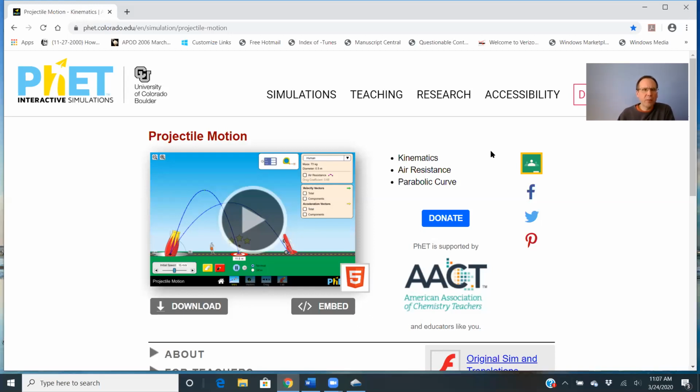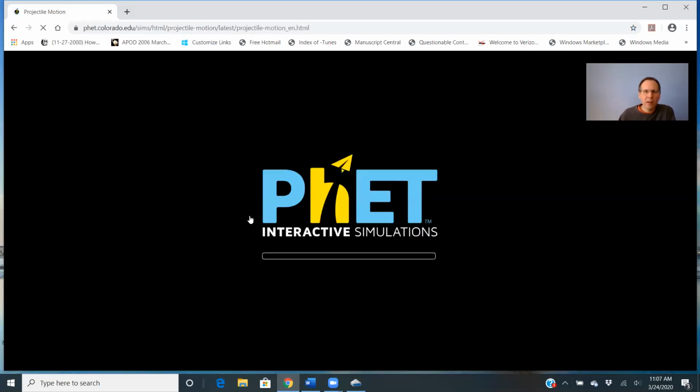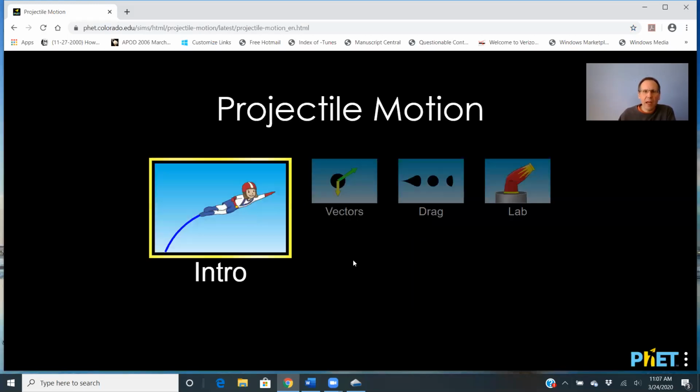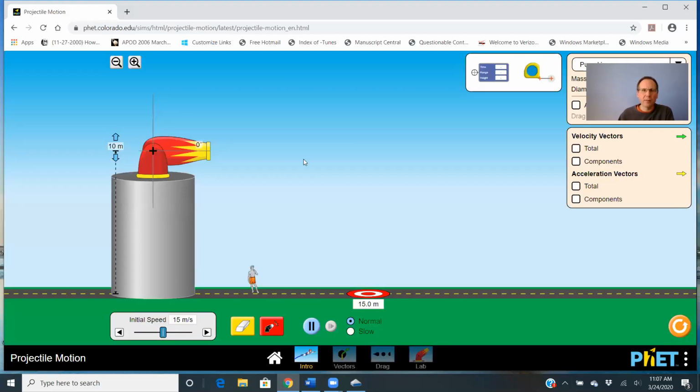Okay, so here is the projectile motion simulation. To start this, you could either download it to your computer if you want it on your computer itself, or you can use it right on the web here. If I click on the play button, it should load it up. In this case, we're just going to use the intro part. So if you click on intro.